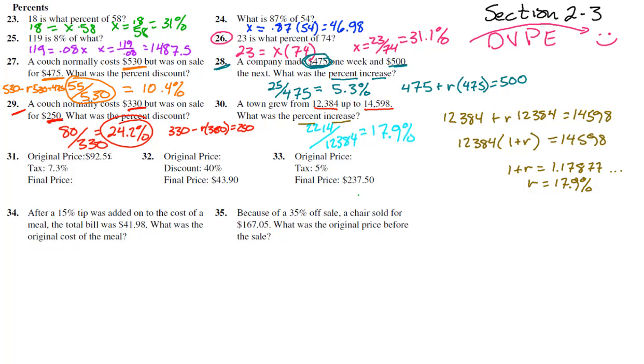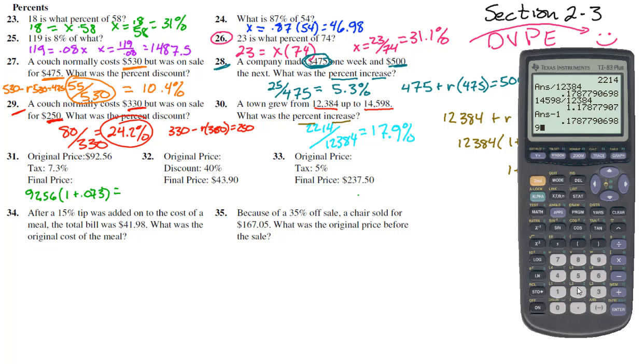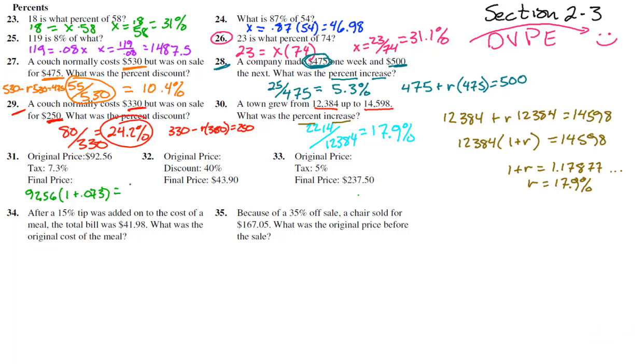The original price is $92.56, and the tax is 7.3%. So $92.56 plus 7.3% of that. So I'm going to put this in here in the shortcut way, and let's see what we get. 92.56 times 1.073, 99.32. Now this is the same as taking 7.3% times that and then adding it to that. Notice there was no algebra required in that whole problem.